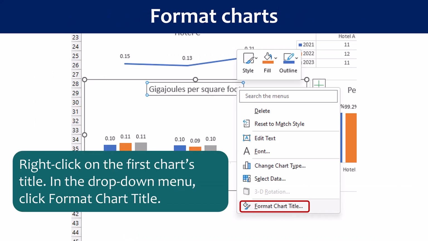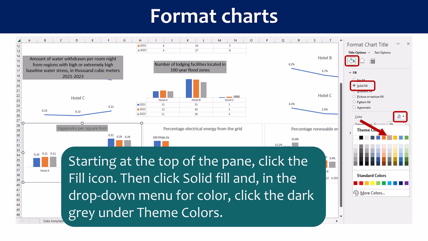The next thing we must do is to make the chart titles look like the previous charts. Right-click on the first chart's title. In the drop-down menu, click Format Chart Title. The Format Chart Title pane will open on the right side of your screen.